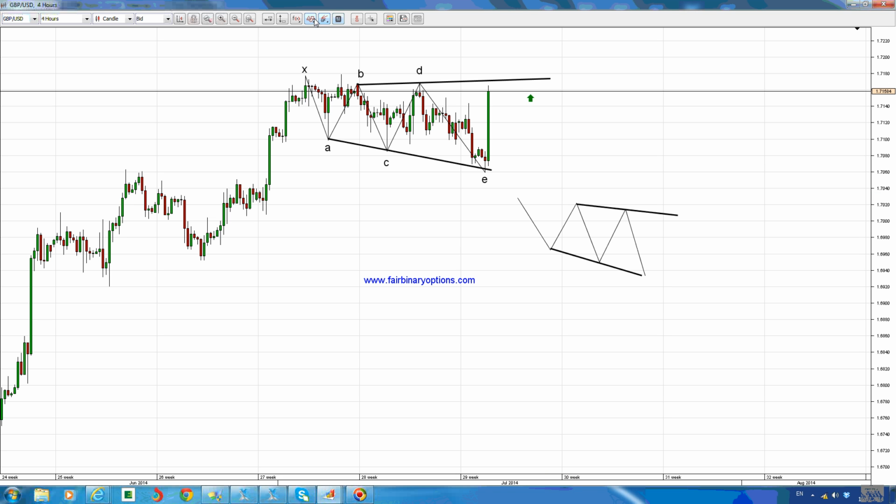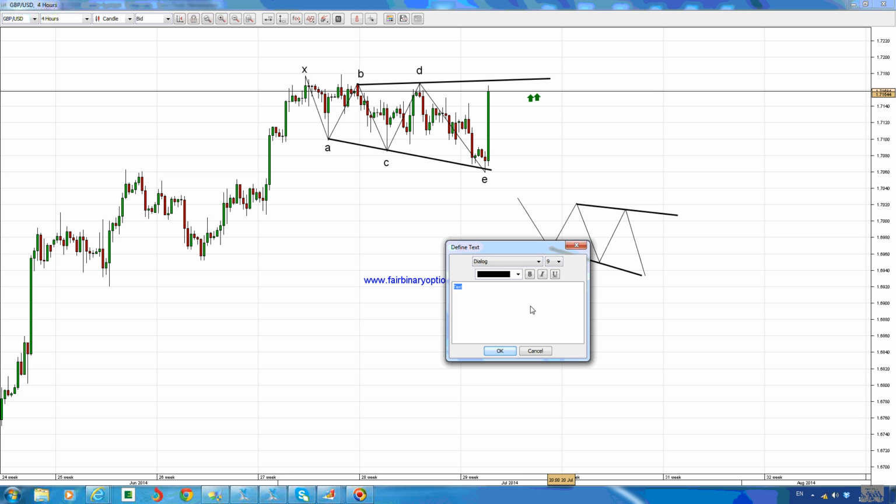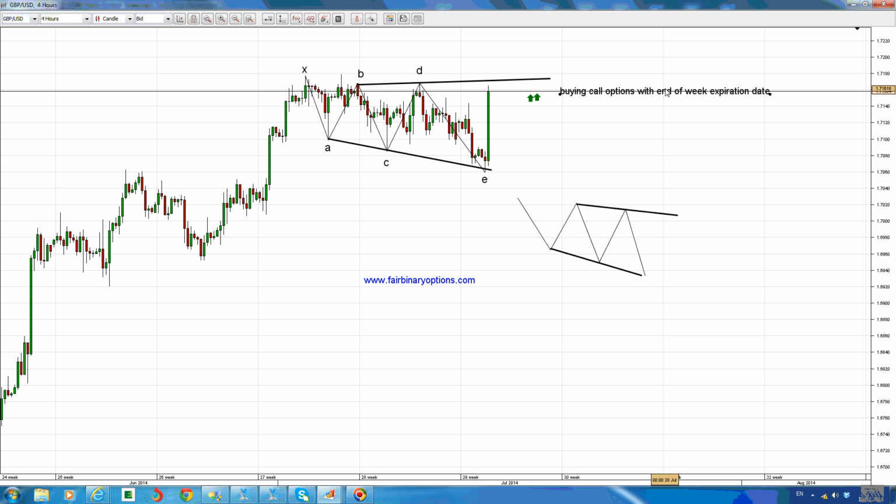So as a consequence of this analysis with the triangle, I would like to buy call options. So let's write here on the screen that I'm buying call options with end of week expiration date. Right here, right now. End of week expiration date means on Friday, when the US markets are closing, the option will expire, and then we'll see if it is a profitable one or not.